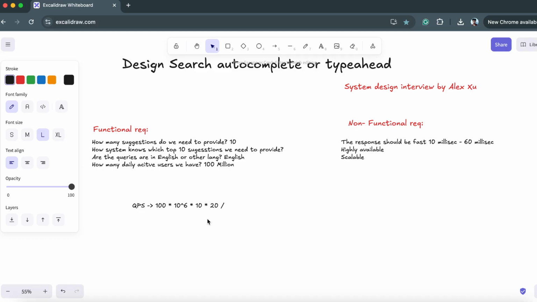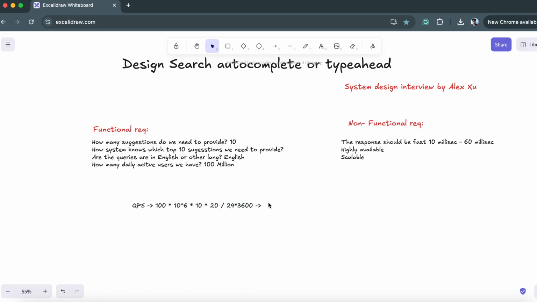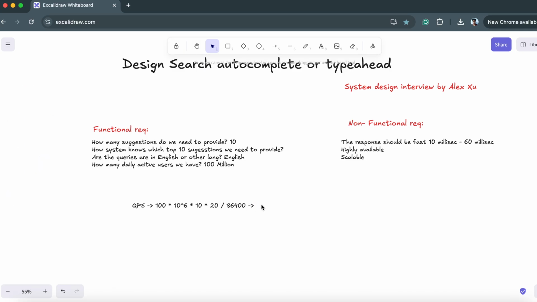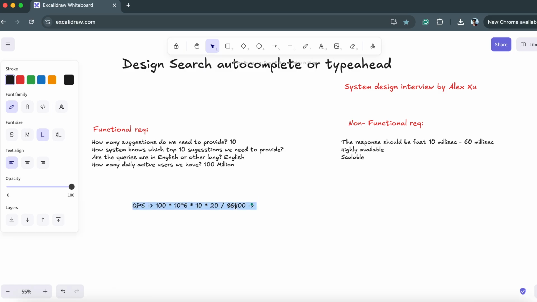Now we divide it by 24 cross 3600, since in 24 hours we get this many requests. We are trying to calculate how many requests we get per second. I just remember this value: 24 cross 3600 is around 86400. That is the value we get, so you can remember it as 86400.